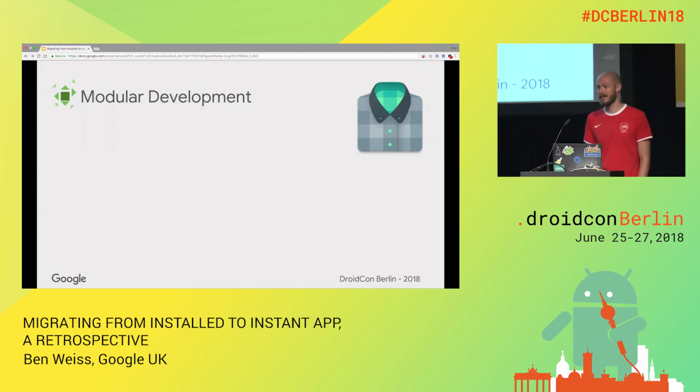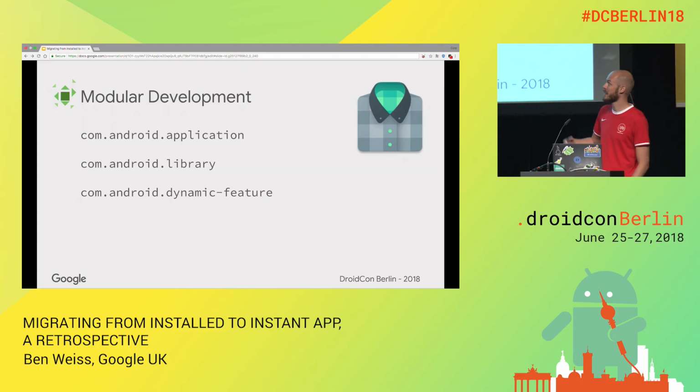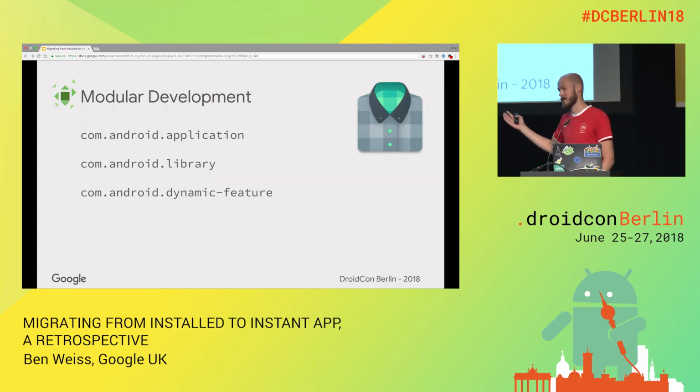But we don't just utilize app bundles. There are a couple of Gradle plugins that we use. Well, there are new Gradle plugins as well. So there's the application plugin, there's a library plugin that we use for that, and there's a dynamic feature plugin, which basically is another feature for dynamic features we'll talk about in a minute.